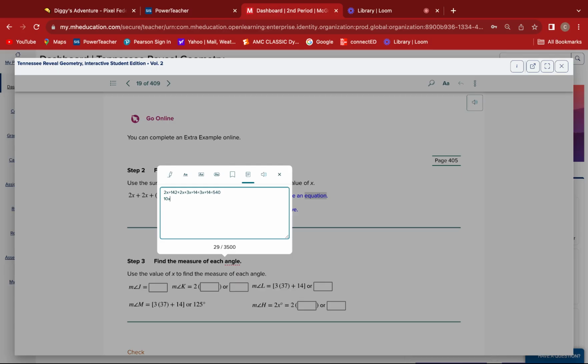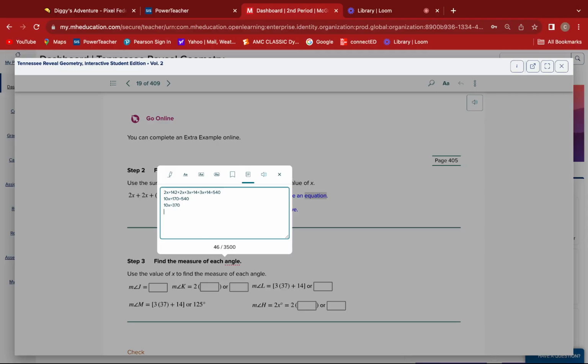Right now I need to combine the 142, 14 and 14. So 142 plus 14 is 170, and that equals 540. All right, everybody. The opposite of adding 170 is to subtract to the other side. So 540 minus 170 is 370.